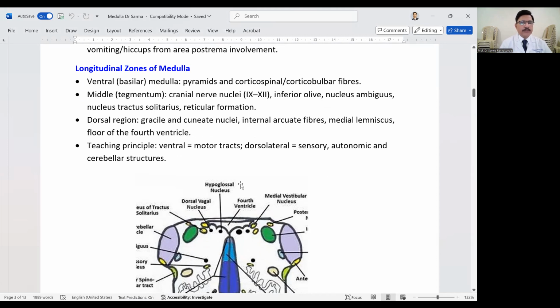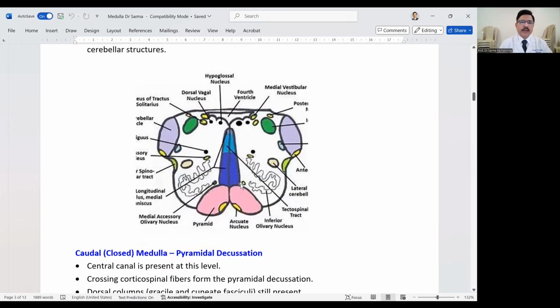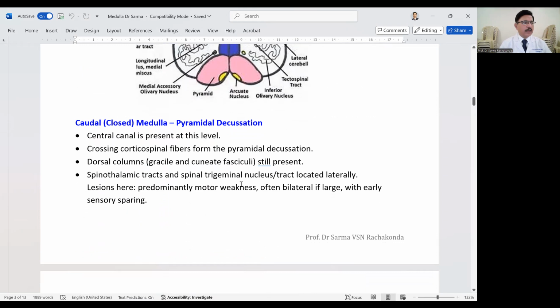What is the teaching part here? Ventral is equal to motor tracts. Dorsal is equal to sensory, autonomic, cerebellar structures. Any ventral involvement, motor involvement. Dorsal involvement, sensory, autonomic, cerebellar involvement. Okay. Caudal. That is the closed part of the medulla or the caudal part of the medulla where the pyramidal decussation is there. Central canal is present at this level, crossing of the corticospinal fibers from the pyramidal decussation, and dorsal columns are there. Gracilis and cuneate nuclei still present there.